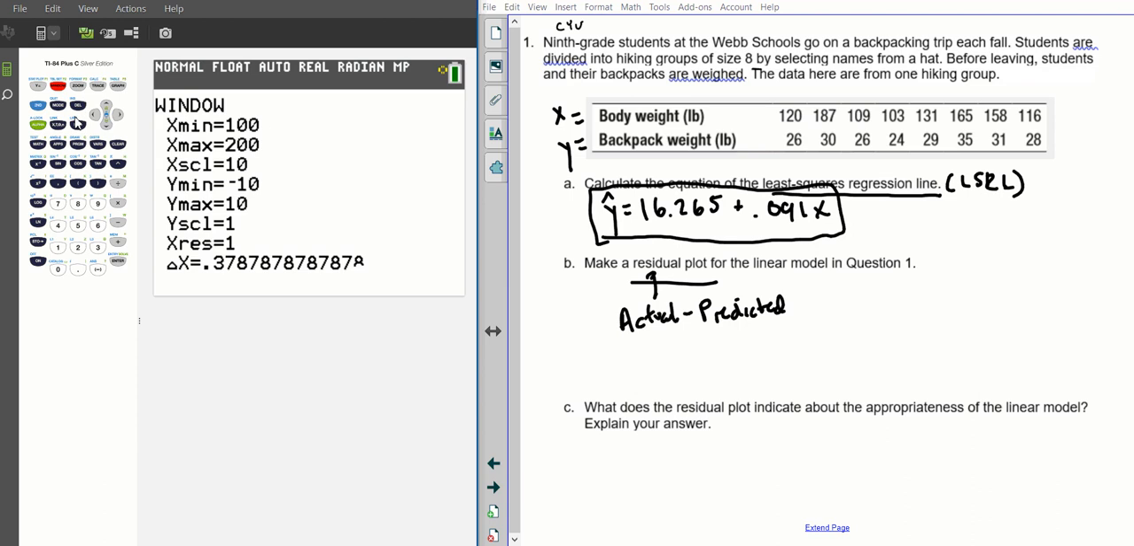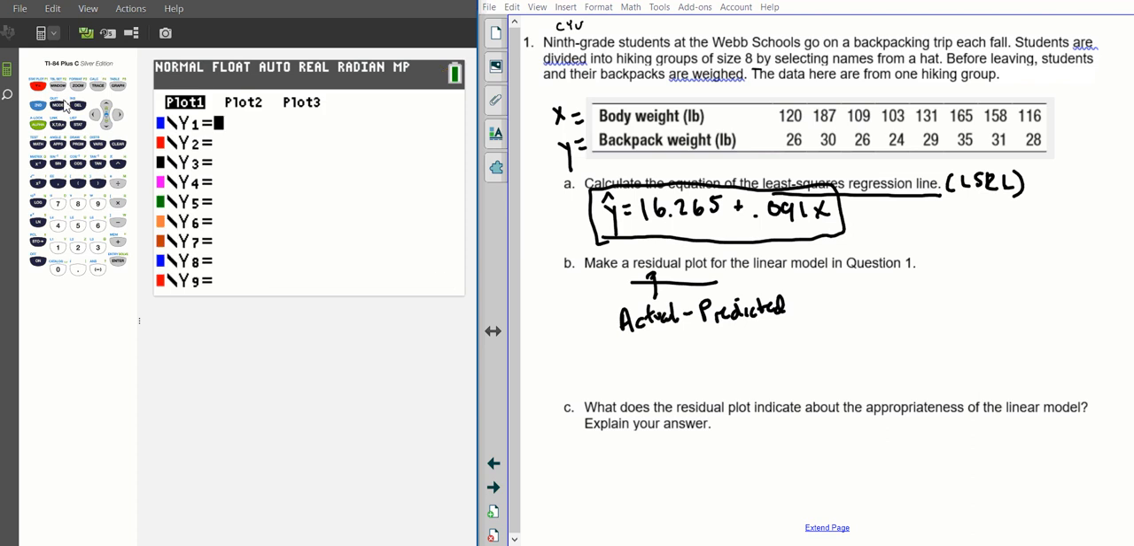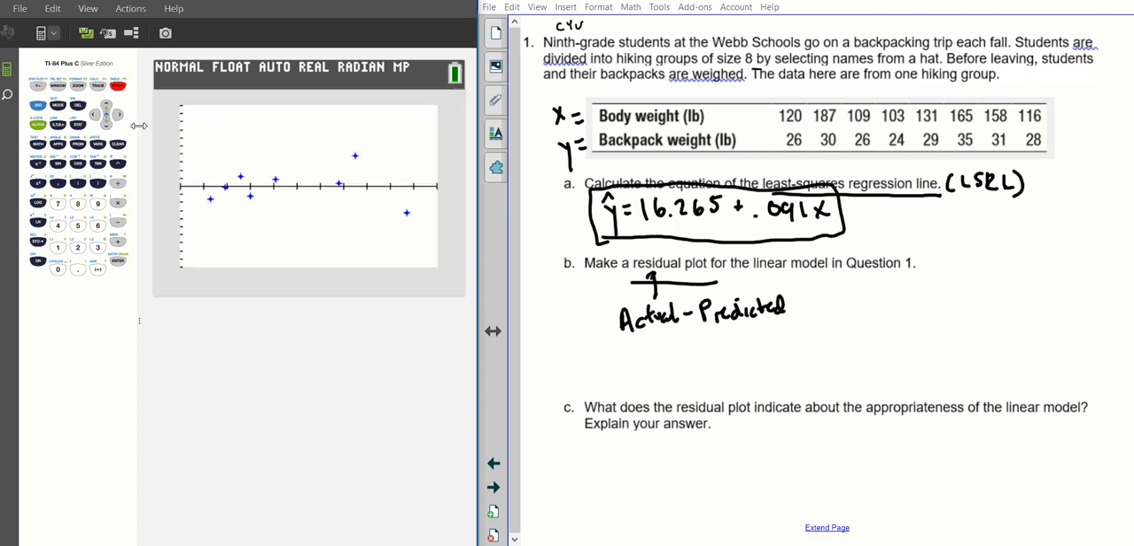Now we want to change our window to make sure we have the correct values. Maybe I'll start at 90. We know that the lowest value is 103, but I'm going to start at 90, and the largest value is 187, so I'm going to go to 200. I'm going to take my scale at tens. Our y values are residuals, so I'm going to say 10 to negative 10. Once we have that, we're going to go to Y equals, make sure Plot 1 is on, and graph this.